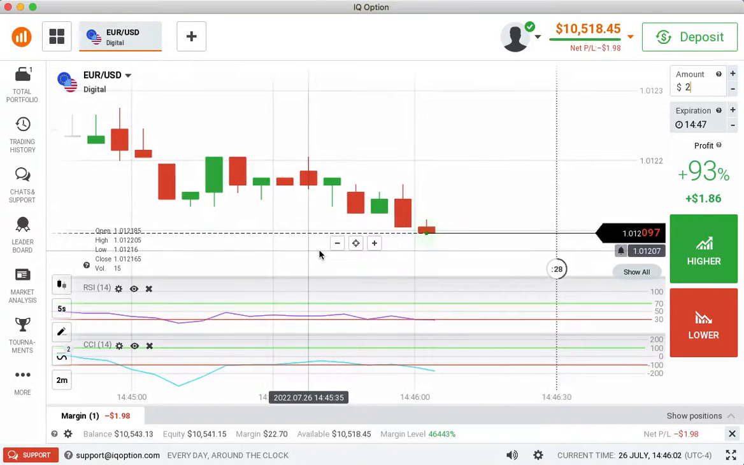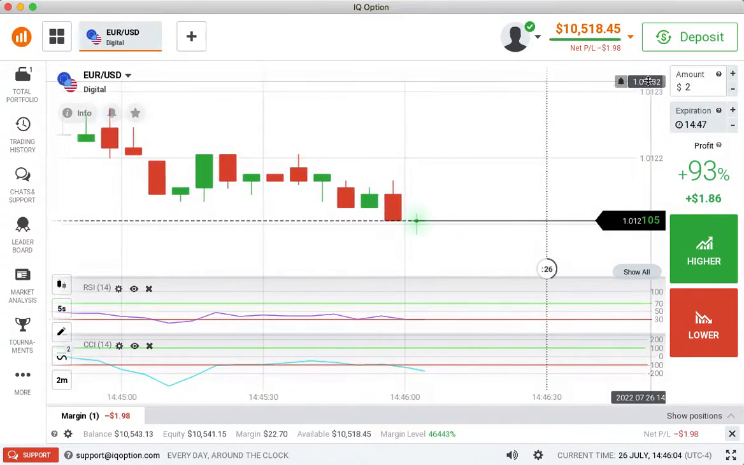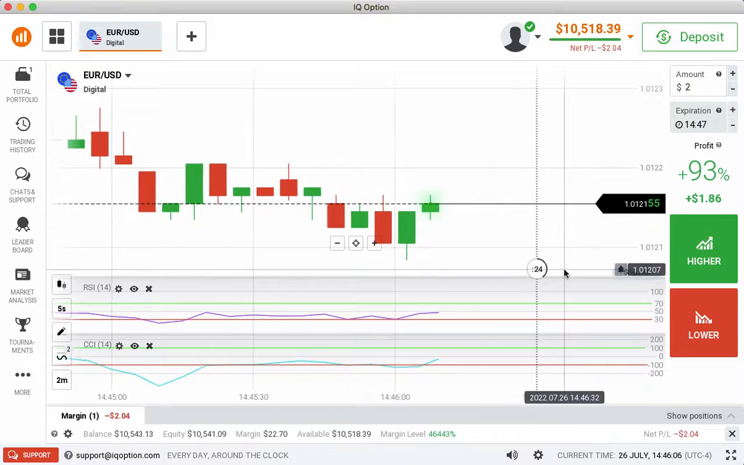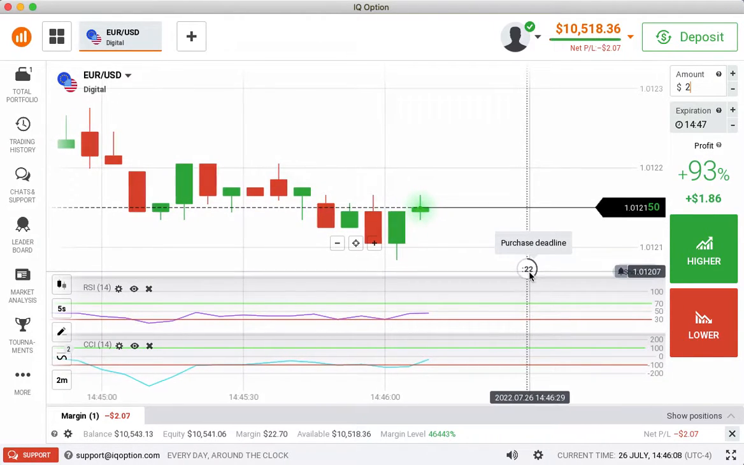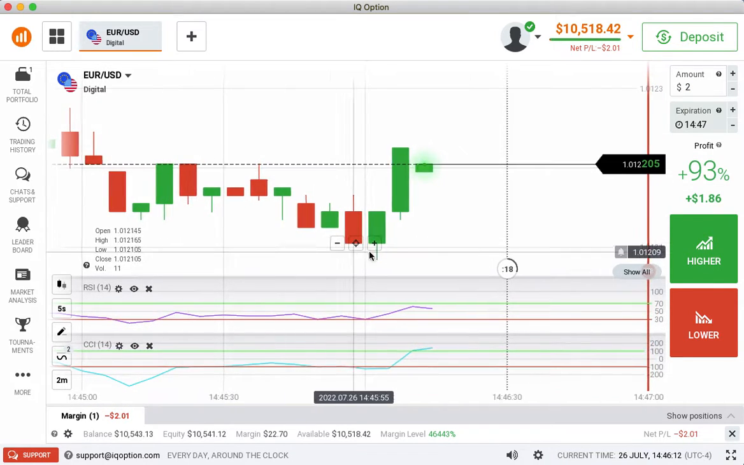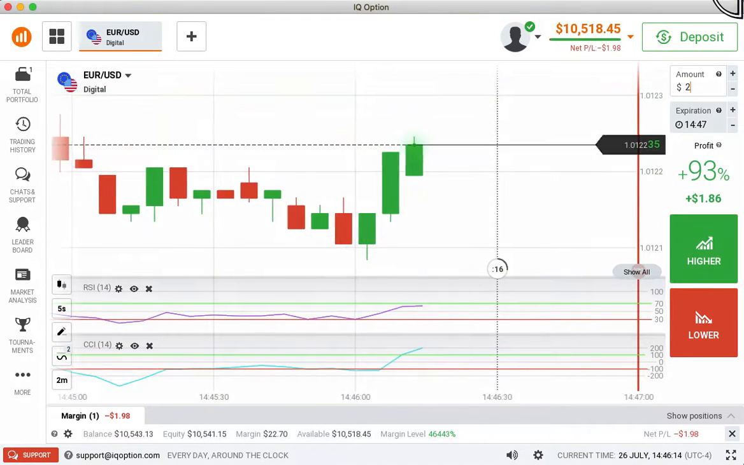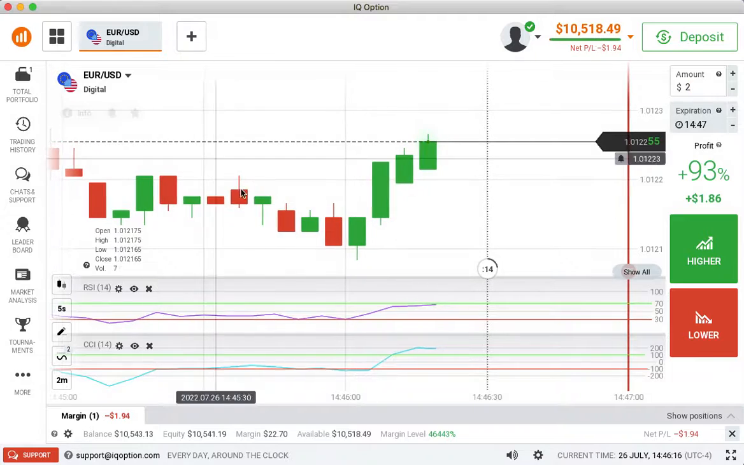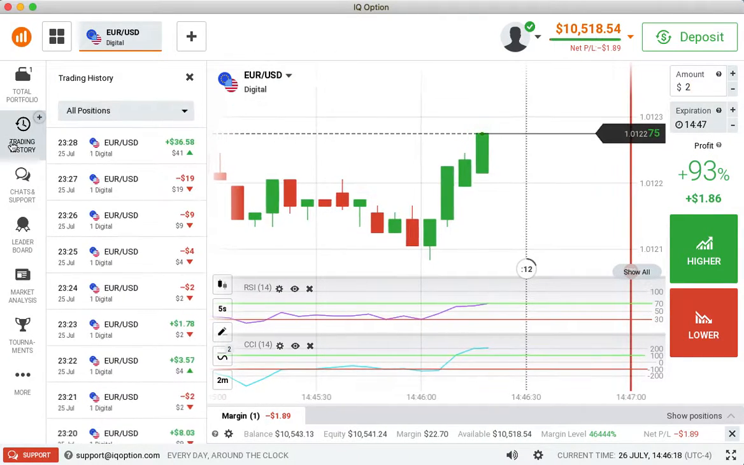18, titled Easy Trading 18, right? We wait until the last 5 seconds, purchase deadline 5 seconds, to make a trade. RSI set to default, CCI set to default. Those are the two indicators that we're using. You'll see how this method works over a period of time.